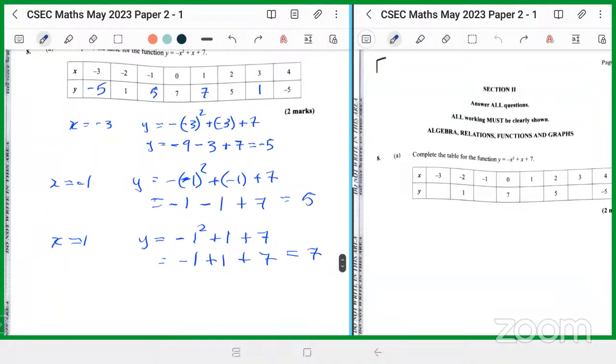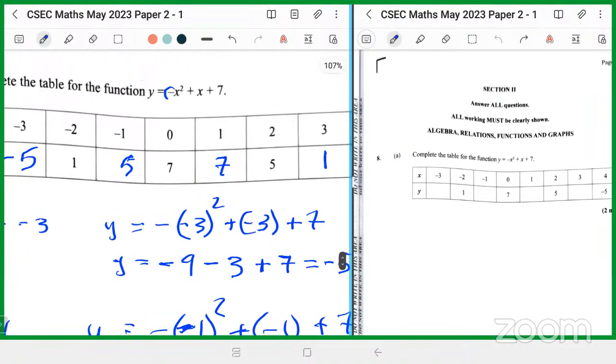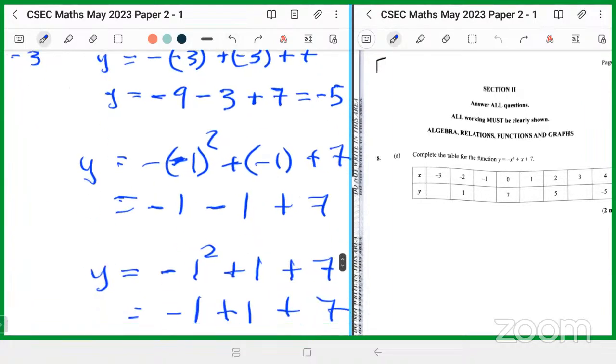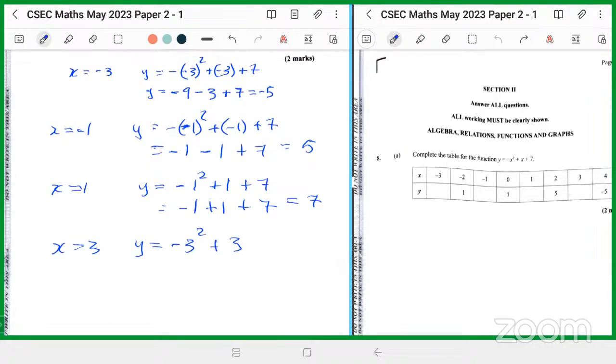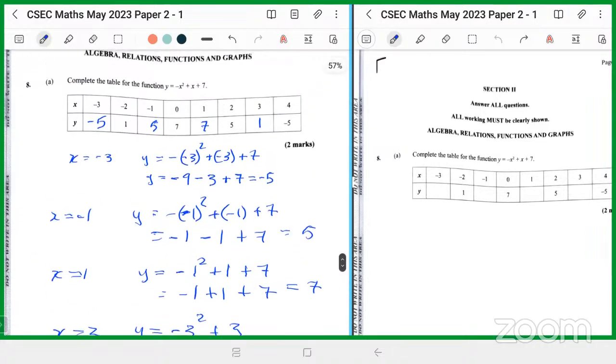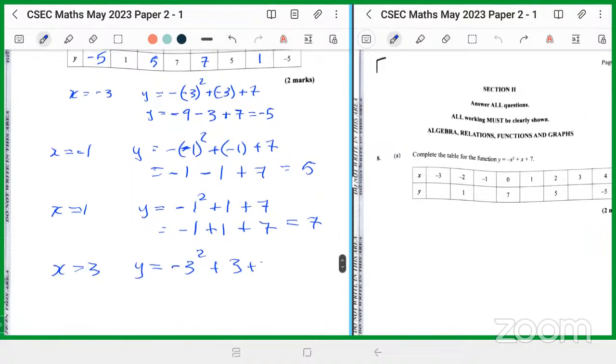When x is 3, y is going to be -3 squared. See, we're using this function right here. This minus is not squaring, and you're squaring the 3 on the x. -3 squared plus 3, you're plussing the x here, and you're adding back 7 again. Plus 7. This becomes -9, but you're only squaring the 3. This minus is not changing.